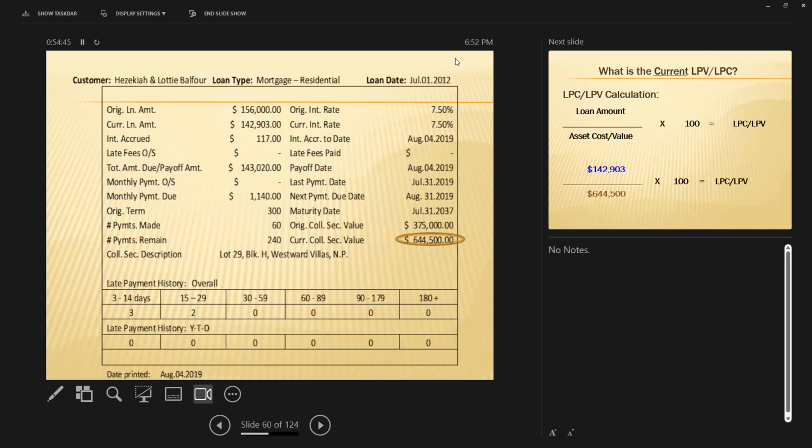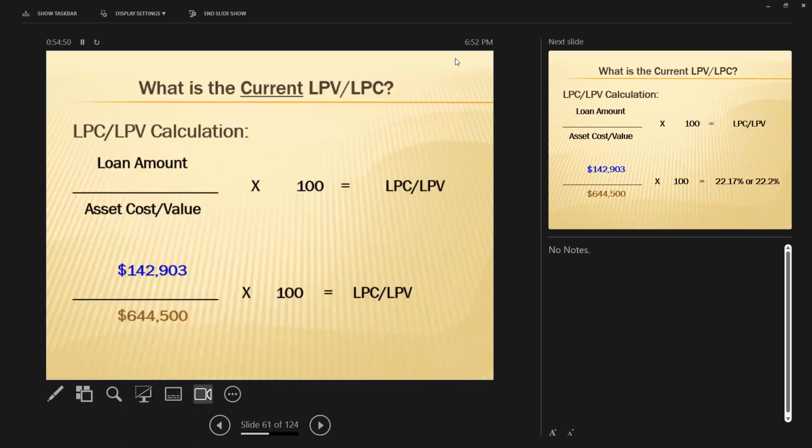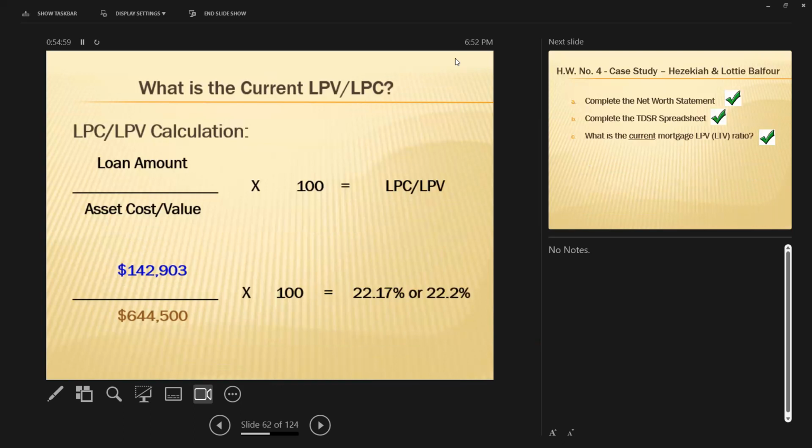You have 644,500, that's our denominator. So 142,903 divided by $644,500 gives us 22.17, or 22.2, or 22% rounded down. I know it's not on the screen, but you can also use 22%. One of those three: 22.17, 22.2, or 22 flat percent. Any questions on that?